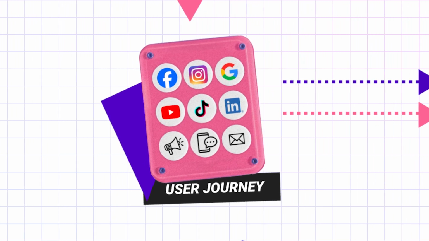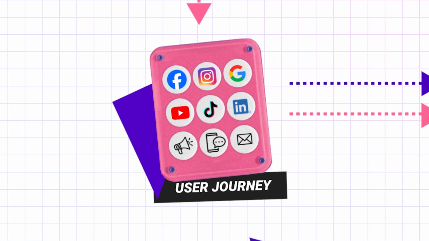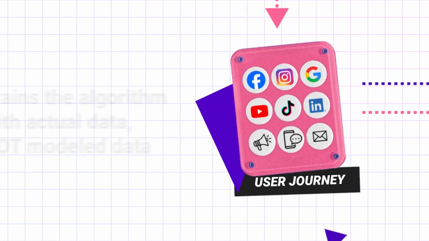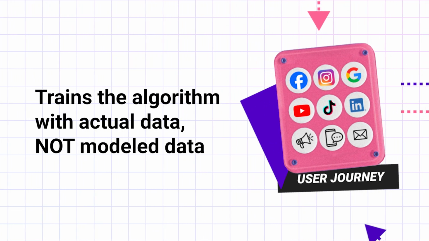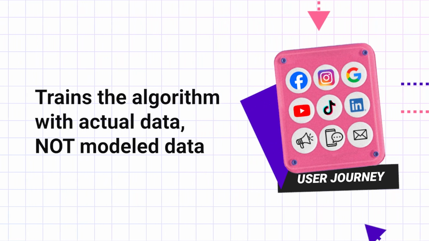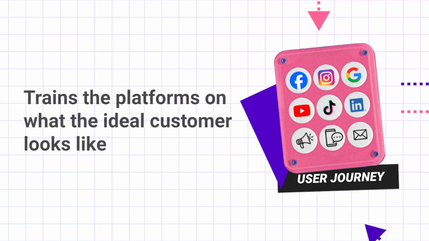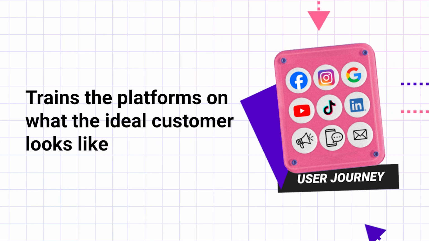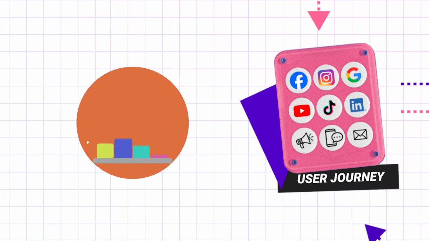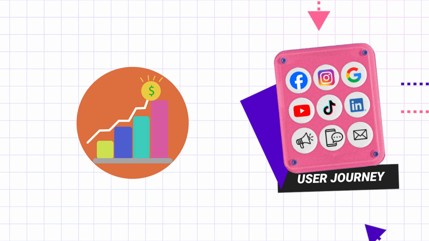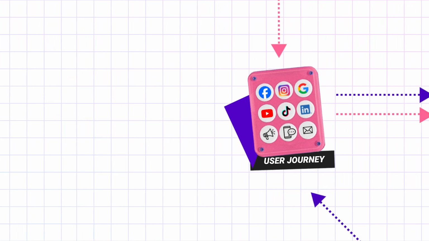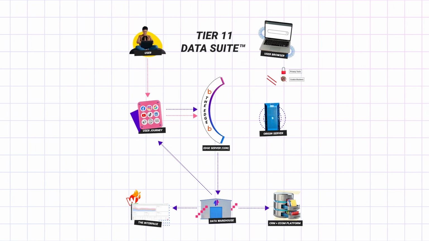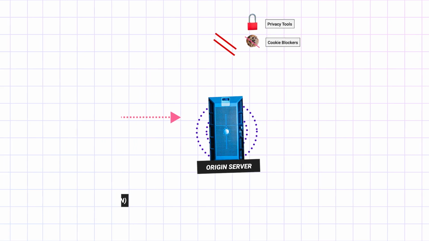Tier 11 Data Suite sends those data signals back to the ad platforms to train the algorithms with actual data, not modeled data, and trains the platforms on what an ideal customer looks like so you can get the best possible return on your ad spend. While all of this is happening, the prospective customer's browser is navigating to the origin server.